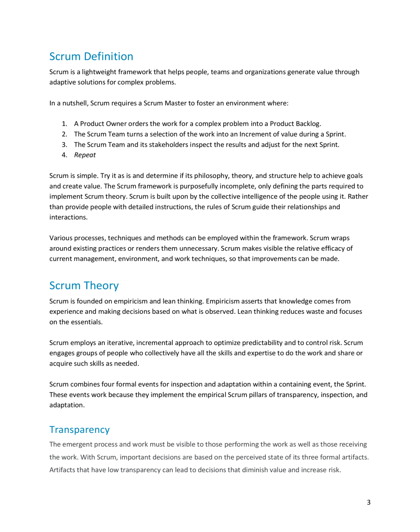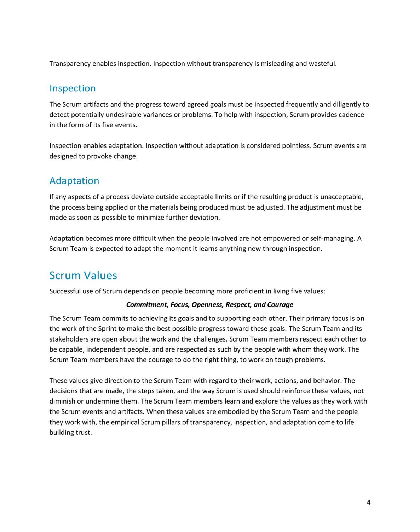Scrum combines 4 formal events for inspection and adaptation within a containing event, the sprint. These events work because they implement the empirical Scrum pillars of transparency, inspection, and adaptation. Transparency. The emergent process and work must be visible to those performing the work as well as those receiving the work. With Scrum, important decisions are based on the perceived state of its 3 formal artifacts. Artifacts that have low transparency can lead to decisions that diminish value and increase risk. Transparency enables inspection. Inspection without transparency is misleading and wasteful.